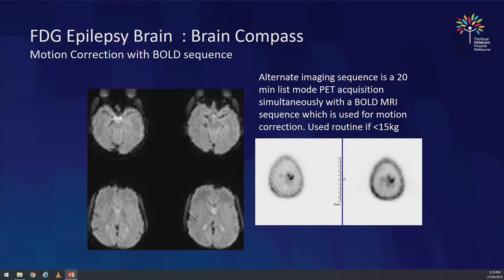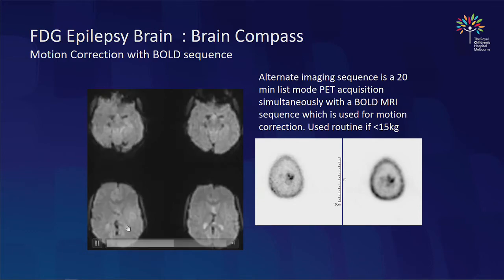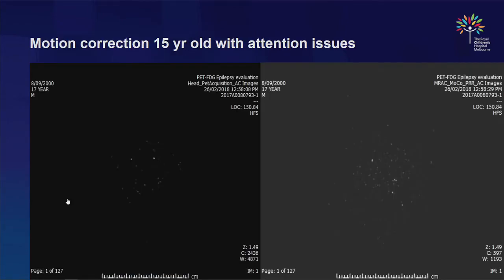And so we do motion correction on every patient that's under 15 kilos, and we do motion correction on patients that are awake who may have some behavioural issues, which many of them do, or beyond that. And sometimes the movement can be quite significant. You can actually see that these patients really can move around on the camera.